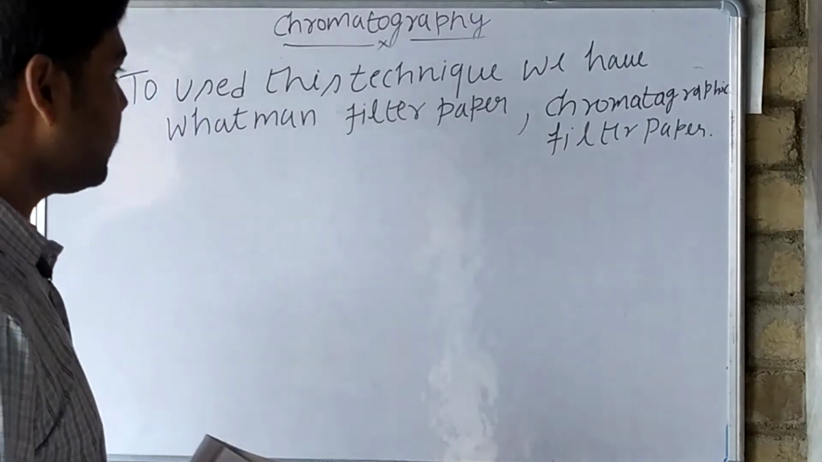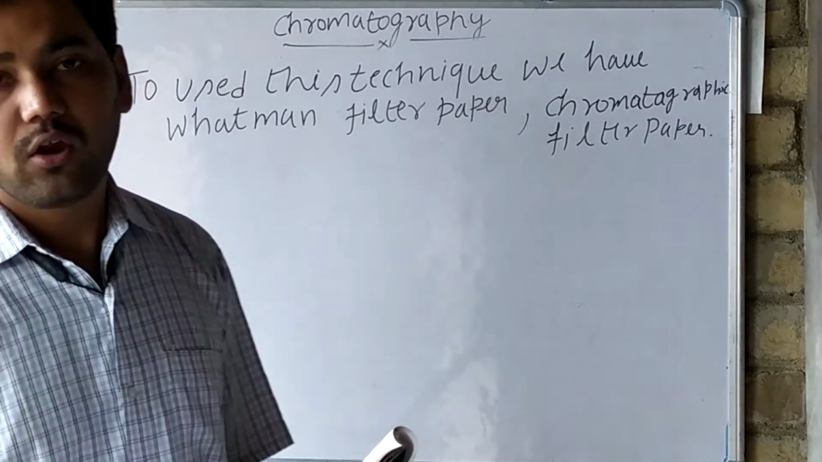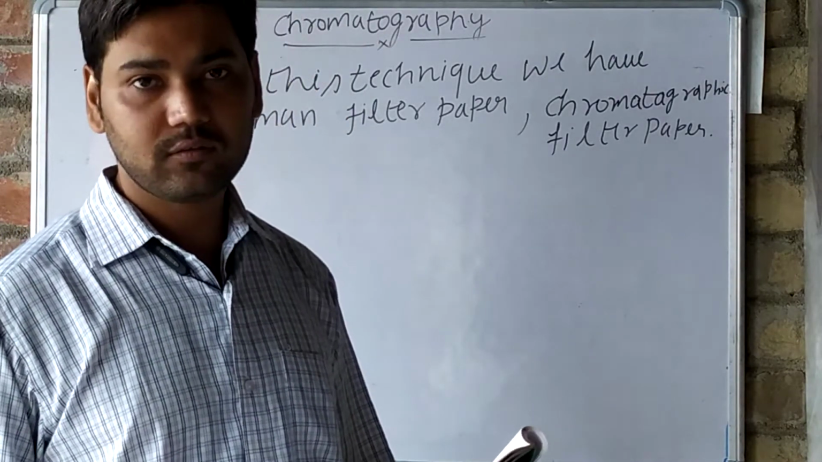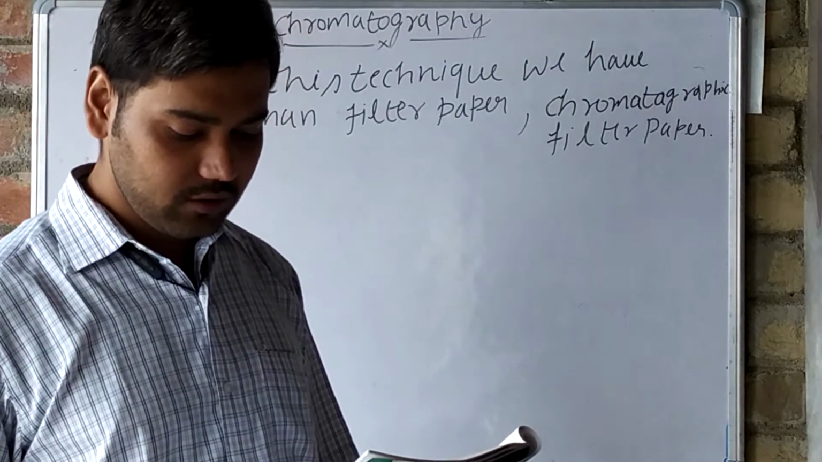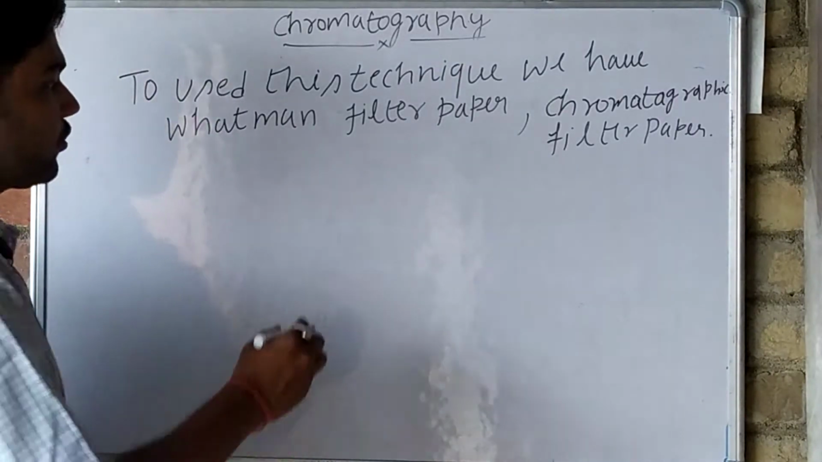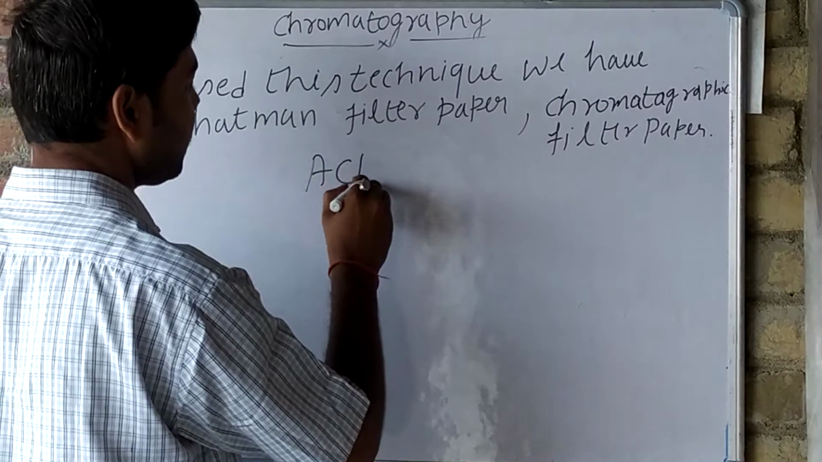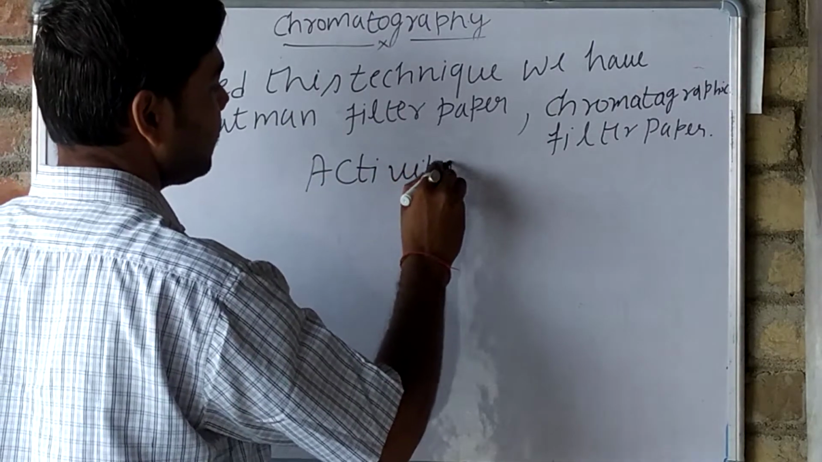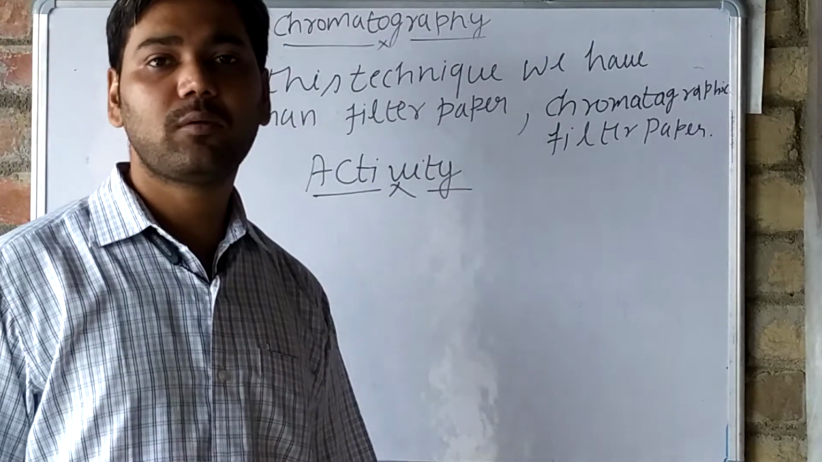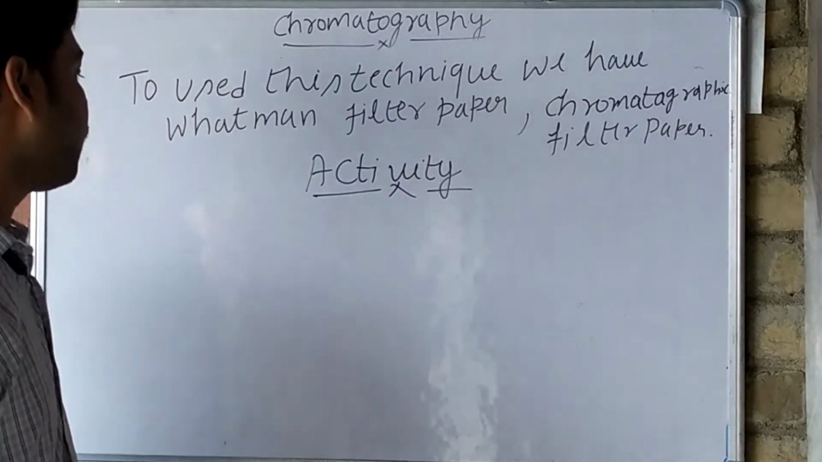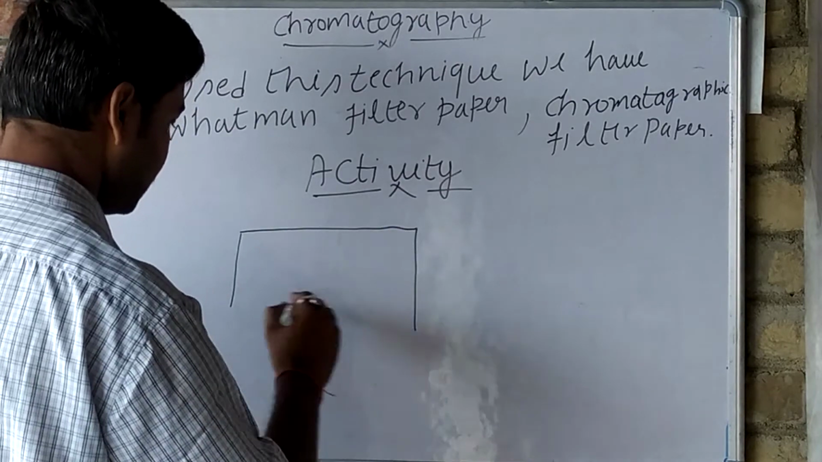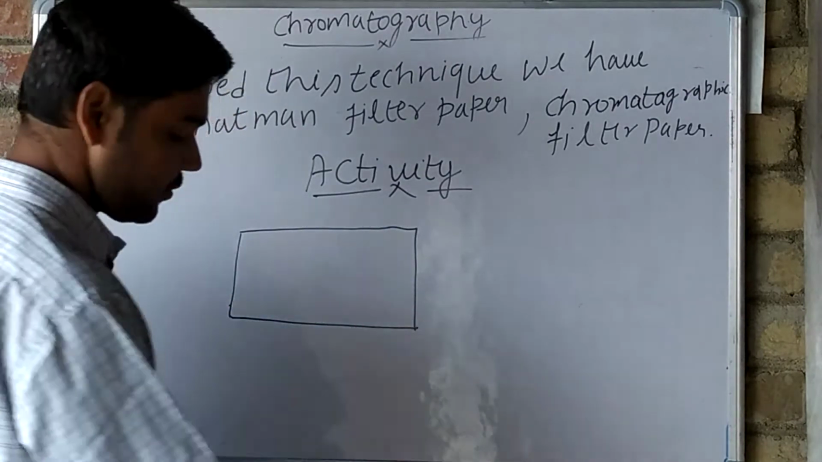For this, see the activity written on page number 27, on the chromatographic column. They are saying to cut a long rectangular piece of filter paper. To understand this method we need to study this activity, because it will make things more clear. What we need is a rectangular filter paper.